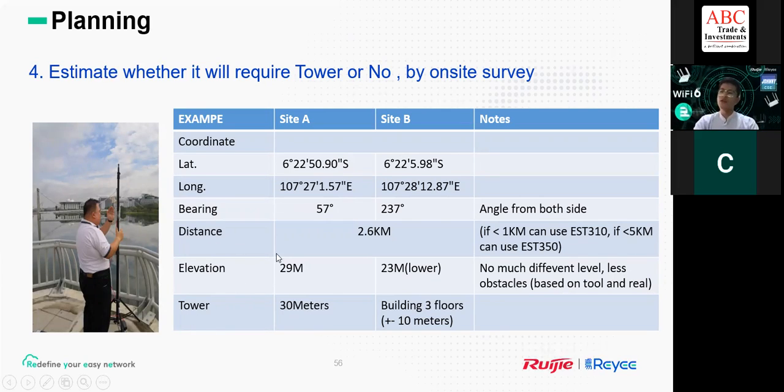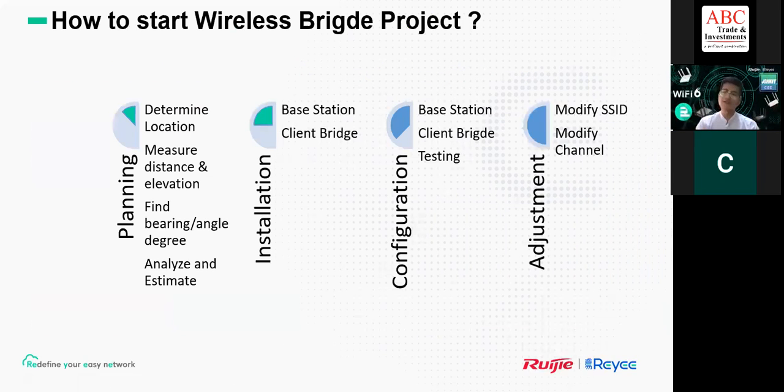Okay, for the pole height, 29 meter or 23 meter, in this scenario they use a tower for side A, and for side B, the building rooftop, they use a flex meter pole to complete the line of sight. Okay, line of sight.